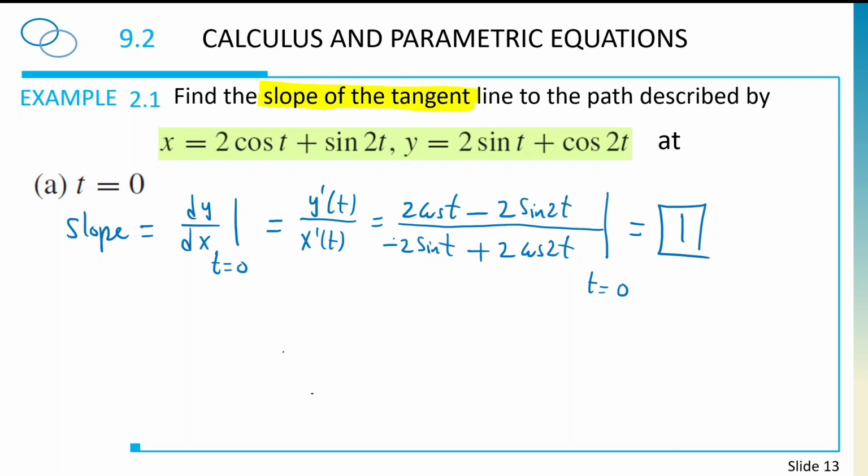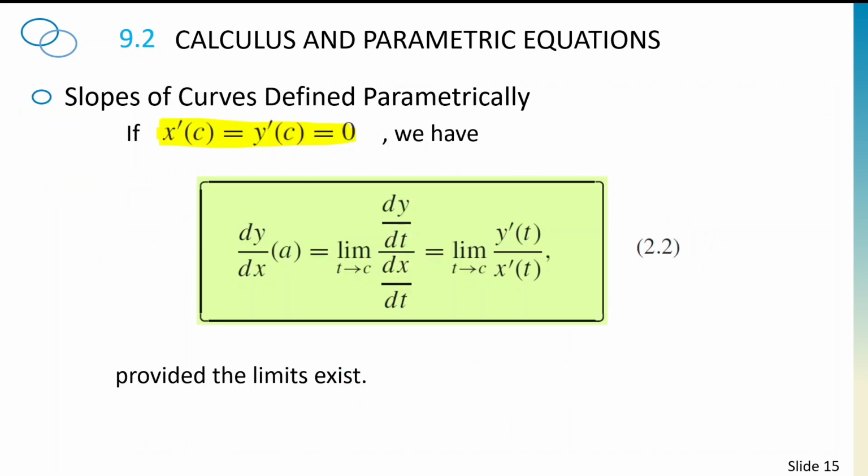Sometimes we're not that lucky. In this question, it was simple. We found the derivative, we replaced it, we got the value equal to 1. Sometimes I have both derivatives, y prime of t and x prime of t, both of them equal to 0. If both of them equal 0, then I need to do something else. I can't find it directly, 0 over 0. In that case, I need to again use the idea of limits.